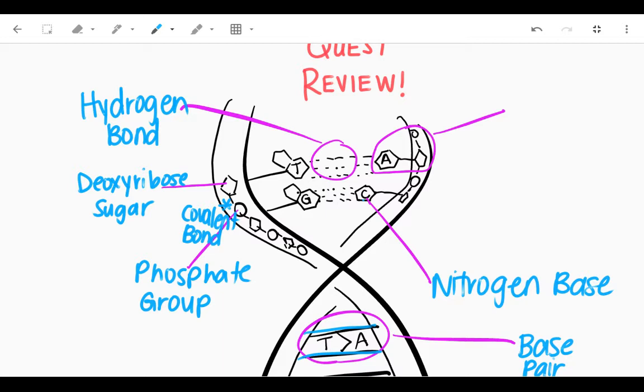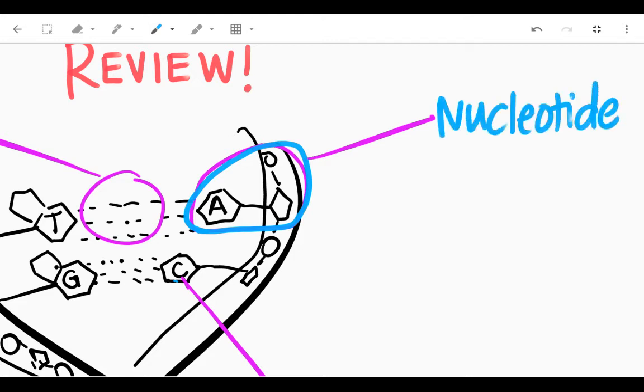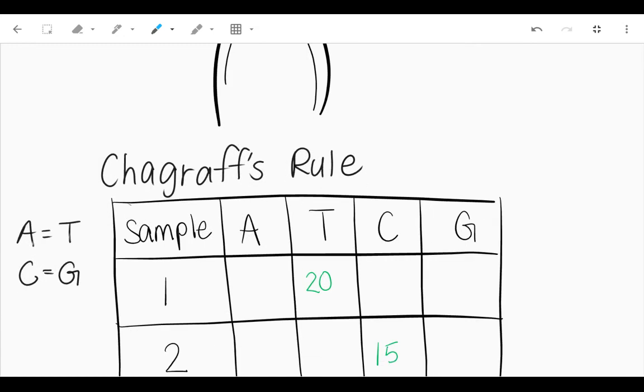The other part that's important is that these three things, your deoxyribose sugar, your phosphate group, and your nitrogen base, they make up the monomers for DNA. So each time that those three are matched up with each other, they make a nucleotide. And nucleotides are our monomers for DNA. All right, going on to our next question.